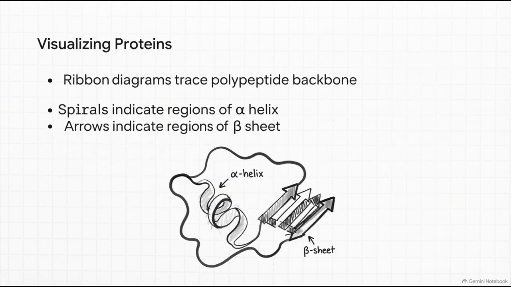Now, obviously, visualizing all those thousands of atoms in a 3D protein is way too complex, so textbooks use schematic diagrams. ध्यान दीजिए यहाँ पर, pay close attention to how we simplify these structures. We use ribbon diagrams to basically trace the polypeptide backbone. When you see spirals, those indicate regions of alpha helices, and when you see arrows, well, those indicate regions of beta sheets. ये visual shortcuts हैं, और ये आपको 3D structure तुरंत समझने में बहुत मदद करता है.